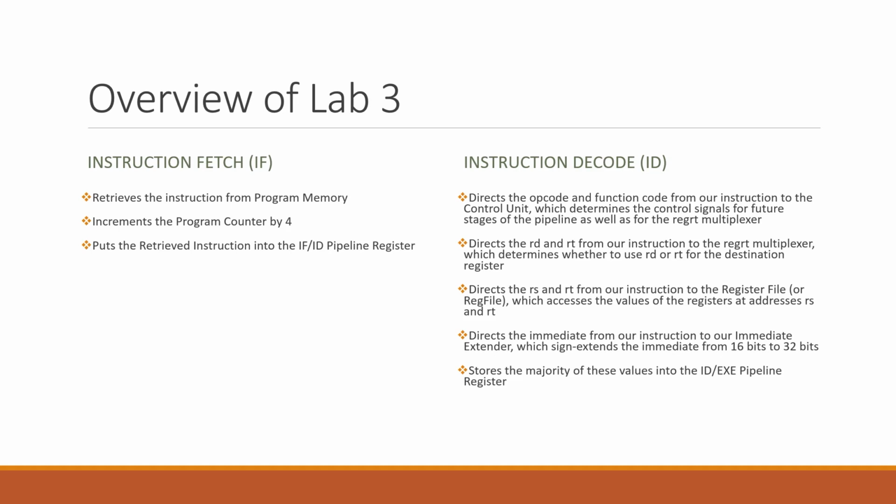We also direct the RS and RT from our instruction to the register file, or reg file, which accesses the values of the registers at addresses RS and RT. We also need to direct the immediate from our instruction to our immediate extender, which will sign extend the immediate from 16 bits to 32 bits. We then need to store pretty much all of these values except for RegRT into the IDEXE pipeline register.